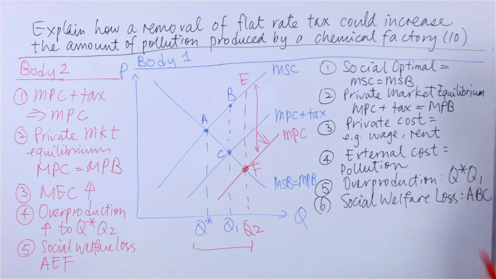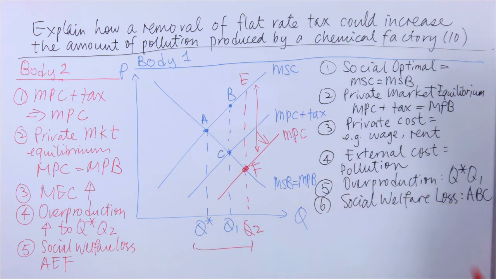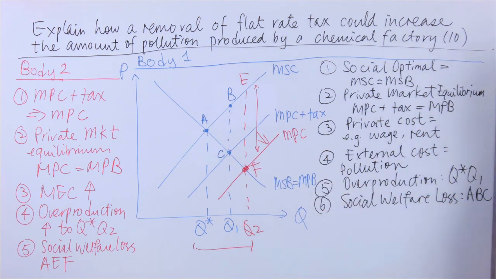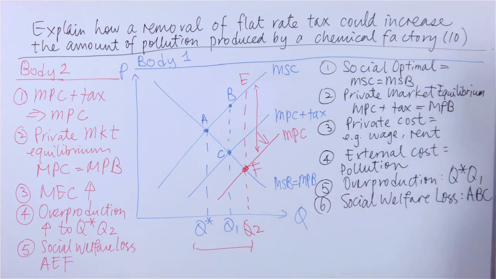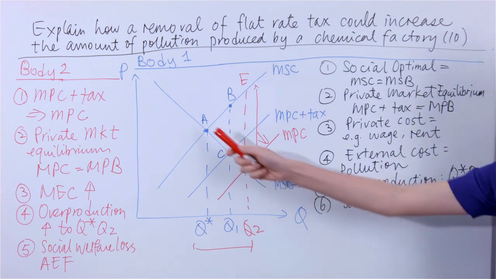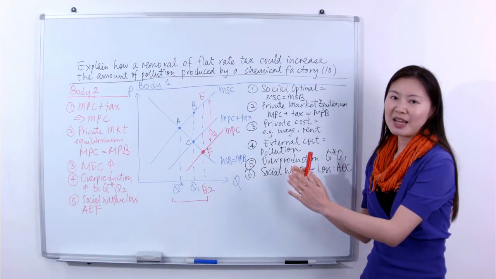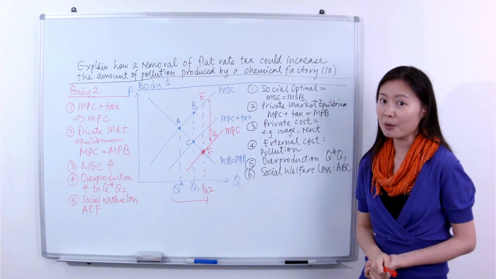So we have illustrated a case that society would like to produce at point A, but the private market is now producing at point C. So there comes the problem of overproduction at Q star Q1, and with a social welfare loss of area A, B, and C. So any questions there? So we have explained what is going on currently in the market with a flat rate tax being imposed.